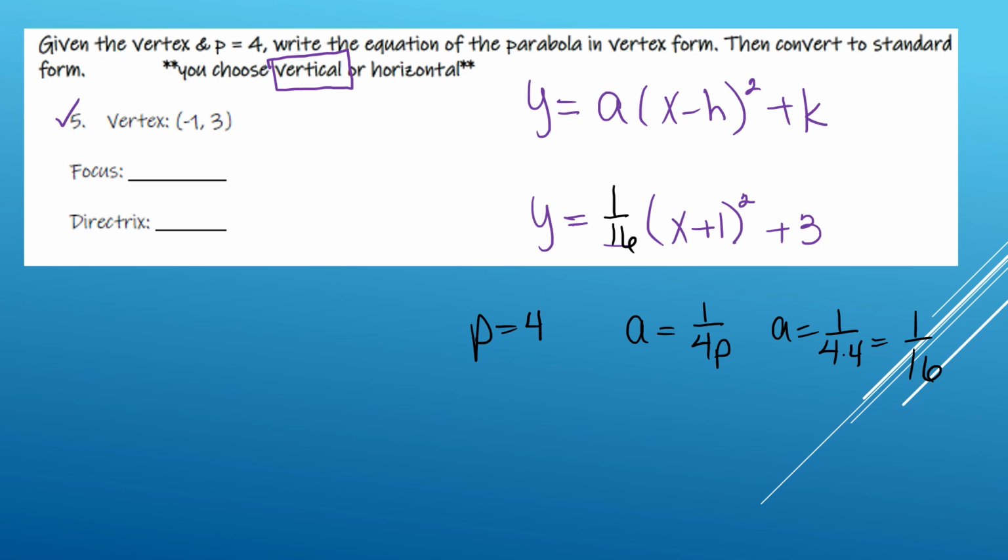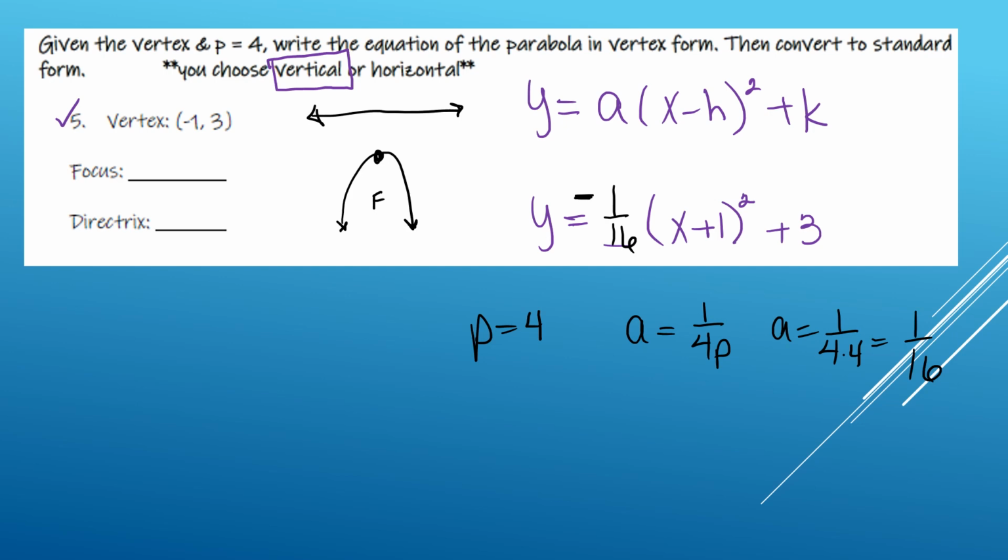Okay. We also do get to choose if this is opening up or opening down. Most of us are going to choose open up, but I want to practice opening down. Of course I would, right? So I'm going to go ahead and make my a value negative just to practice. So that means, just a rough sketch, if it's opening down, here's my focus on the inside, there's my vertex, and there's my directrix above.